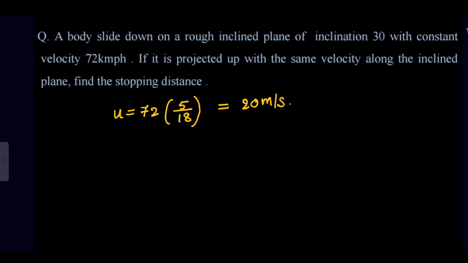Now here the body moves with a constant velocity. Just now we have seen the stopping distance. How much is the stopping distance? S is equal to what? Tell me now. That is u squared by what? Just now we have seen, yes, that is 4g into sine theta.